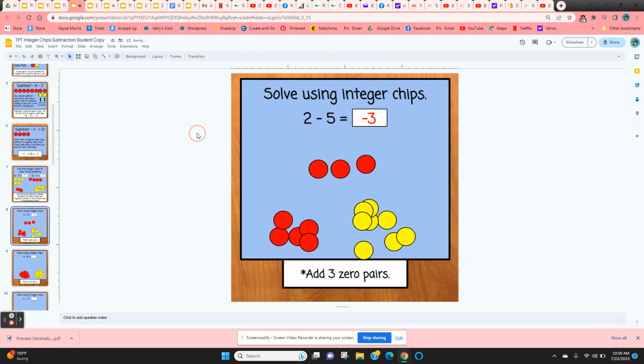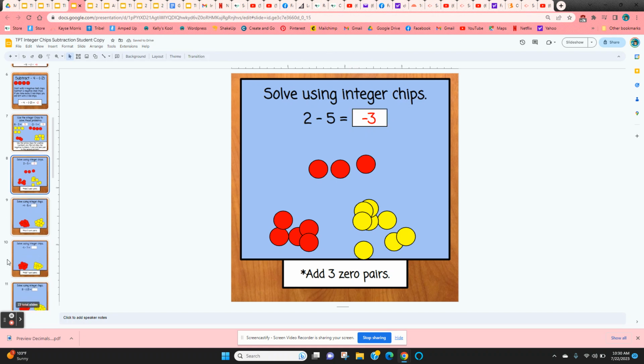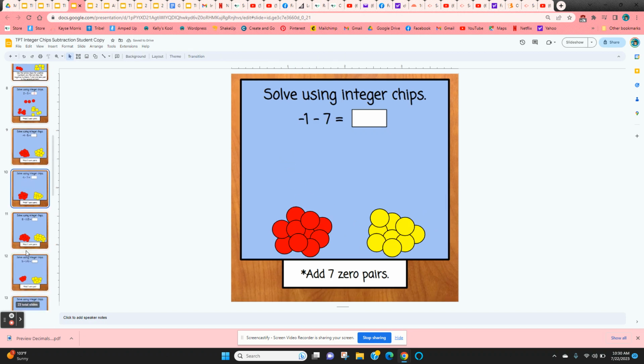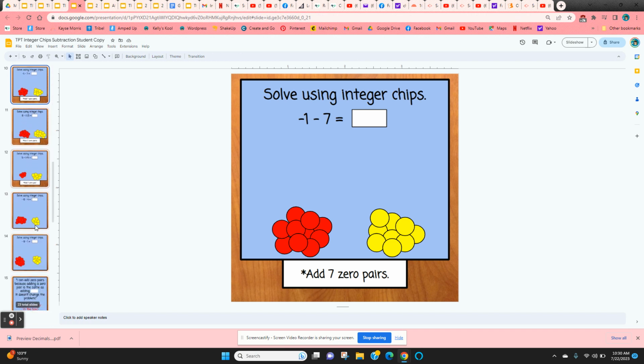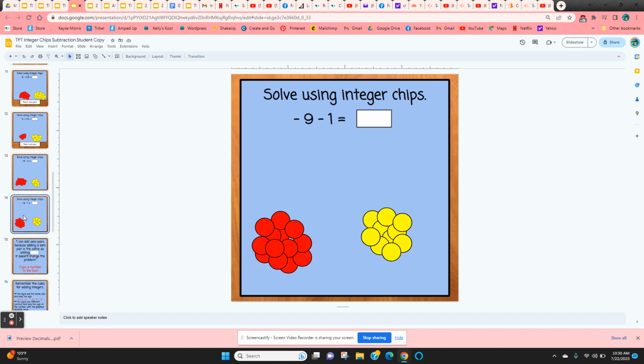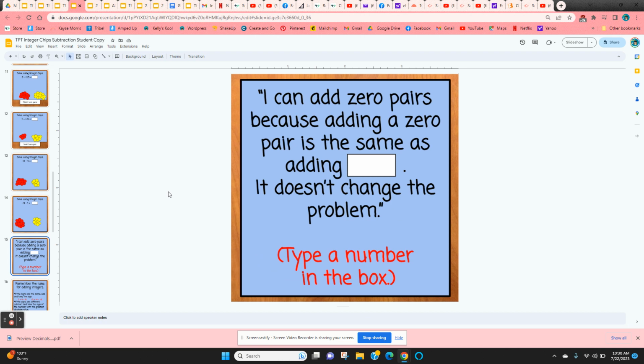So all of the completed slides are on here for the teacher, so you can check the students' answers. So here we have -4 subtract 5. I have to add 5 zero pairs. So they have several to complete. When they get to slide 13, they don't have the hint. They're going to have to figure that out on their own. And then slide 15, just a very simple sentence frame. They just have to put a number in here.